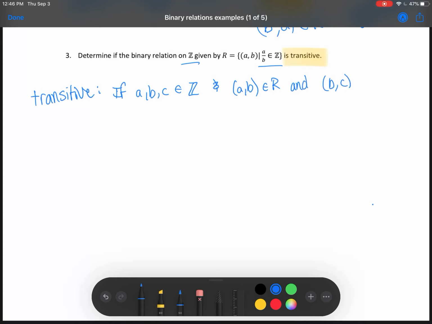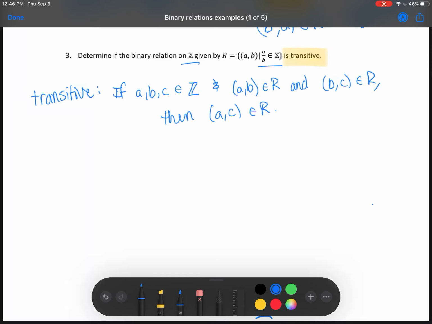and B comma C is in the relation. And then it will be transitive if we're assuming all those things, then if we can somehow reason that A comma C is also in the relation, then that would mean that it's transitive. Whew, that's a lot.